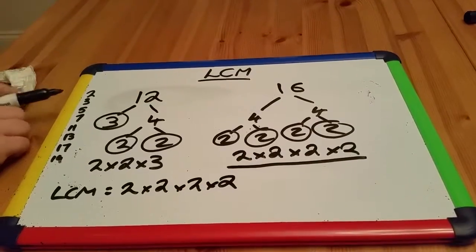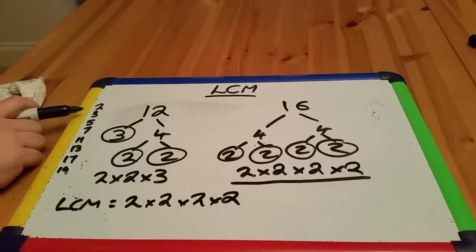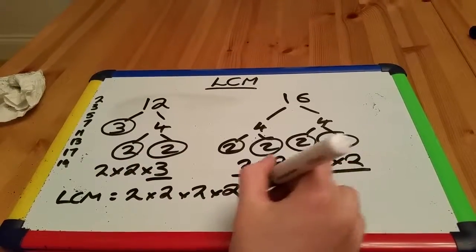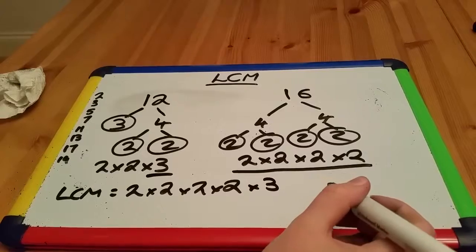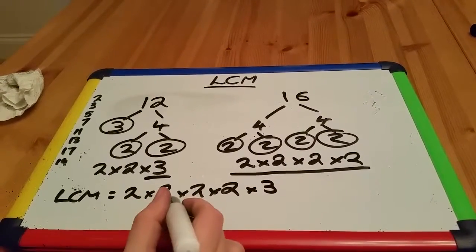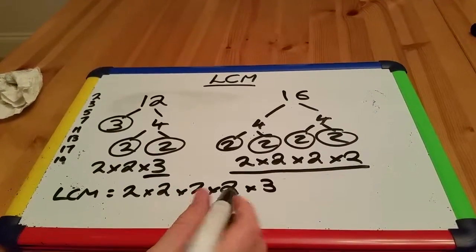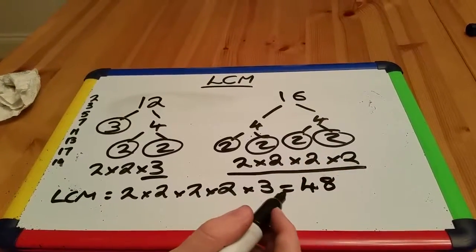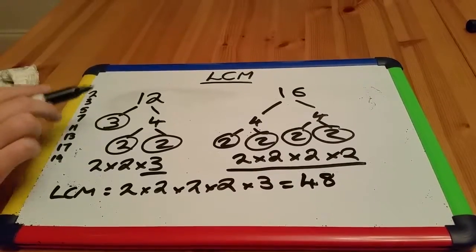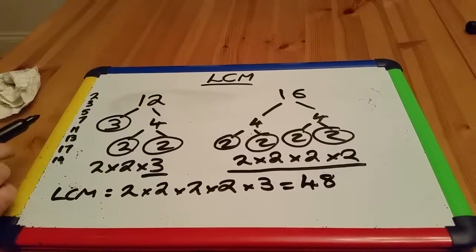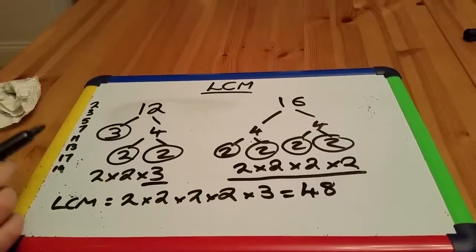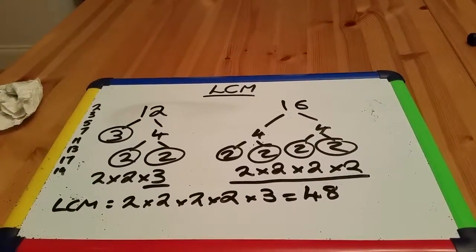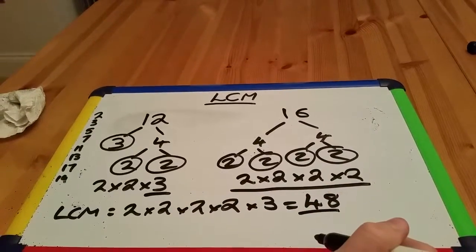The next step, have a look which one has the largest group of 3s. Well, this one doesn't have any, so we're just left with that one there. So we've got 2 times 2 times 2 times 2 times 3, which gives you 48. If you were to go through the times tables of both these numbers, 12 and 16, the lowest common multiple, a multiple that occurs in both times tables, the answer would be 48.